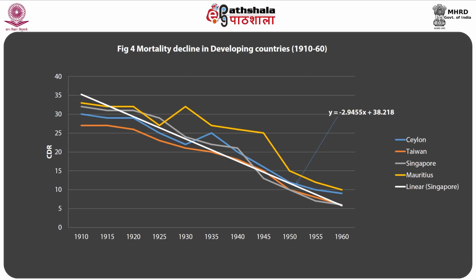From figures 3 and 4, it was evident that the decline in mortality in the developed countries was achieved during the pre-transition period, and in developing countries it was in the transition period. A 2.9 point decline was observed among these developing countries during 1910-60. Figure 4 gives the declining trend in CDR in developing countries.